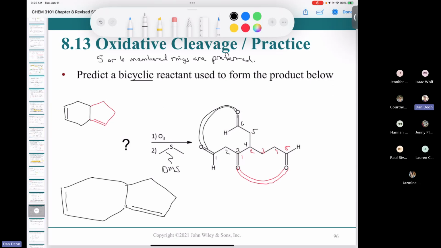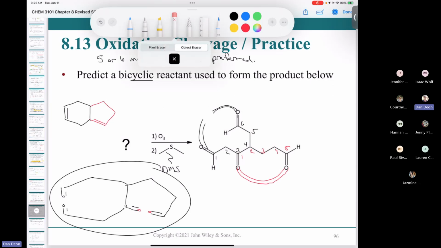There's our double bond. And if you take your eraser and erase here and here, and then put your oxygens here and here, you'll see that this is this molecule right here. If I eliminate these things that I put in here, you see that those two molecules are identical.